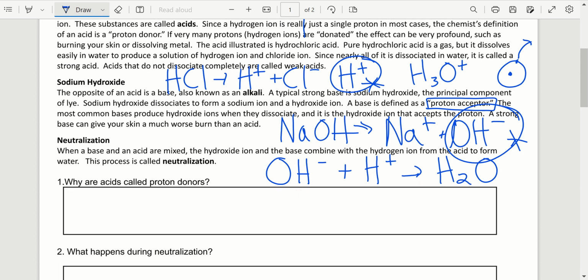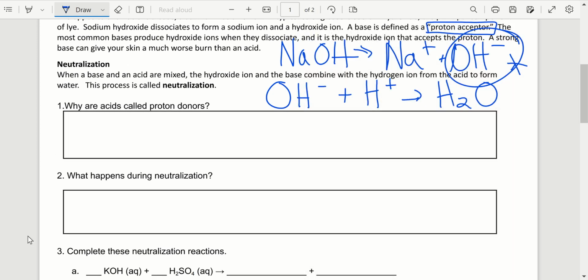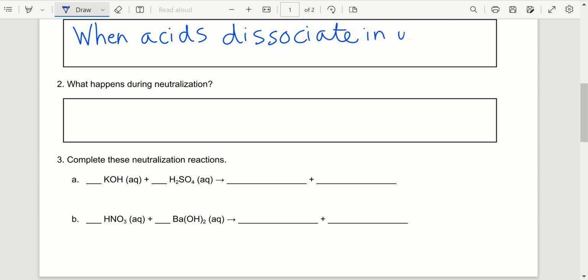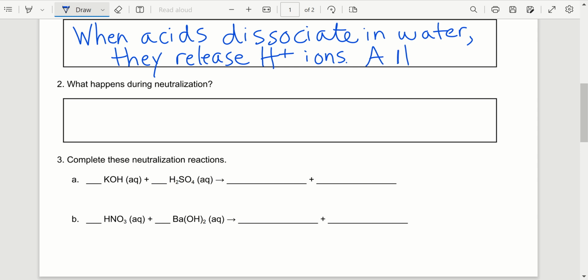All right, so why are acids called proton donors? All right, so let's get to, we have just a few questions down here. So why are acids called proton donors? Okay, so why are they called proton donors? Because when acids dissociate in water, they release H plus ions, and an H plus ion is a proton.